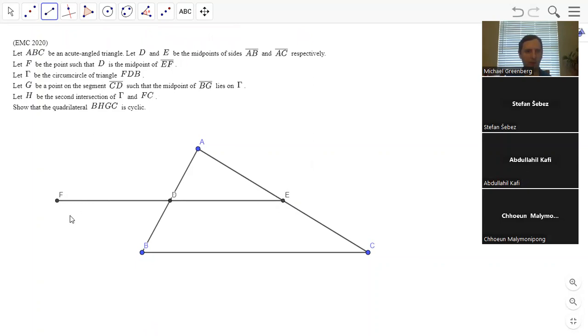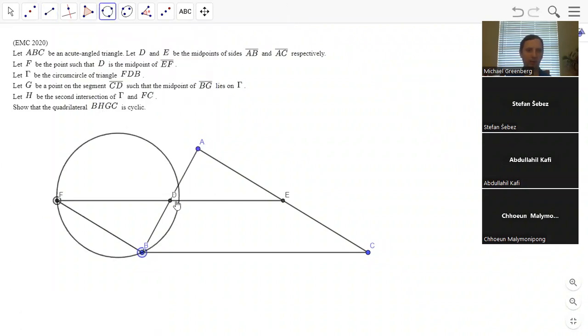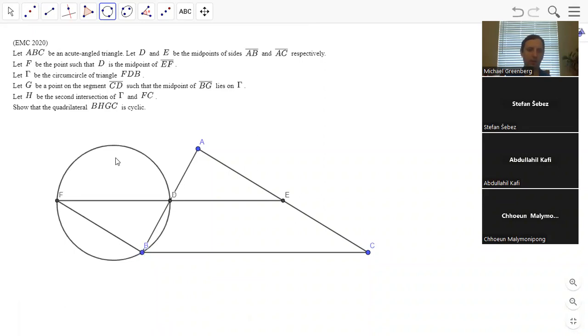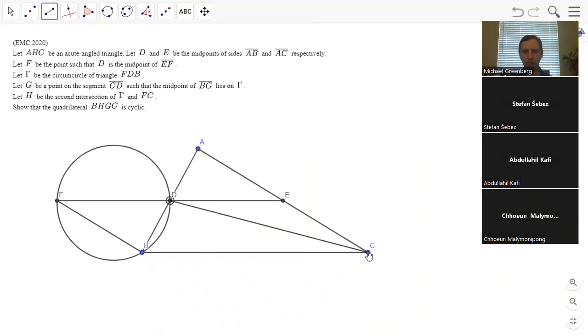And then we draw the circumcircle of FBB. So AFBE is a parallelogram. We have a couple parallelograms here. This is on CD, and so the midpoint of BG lies on the circle.